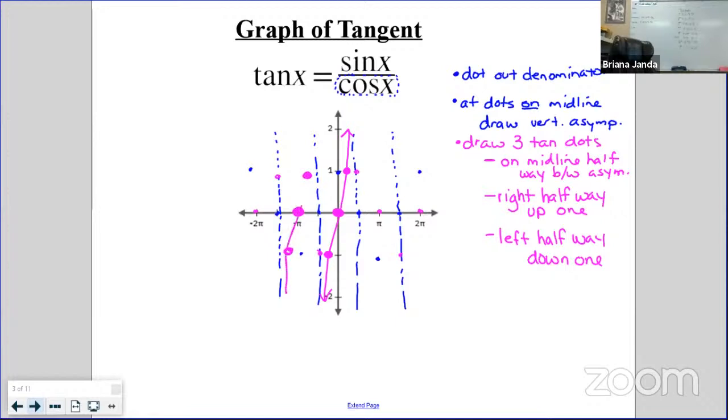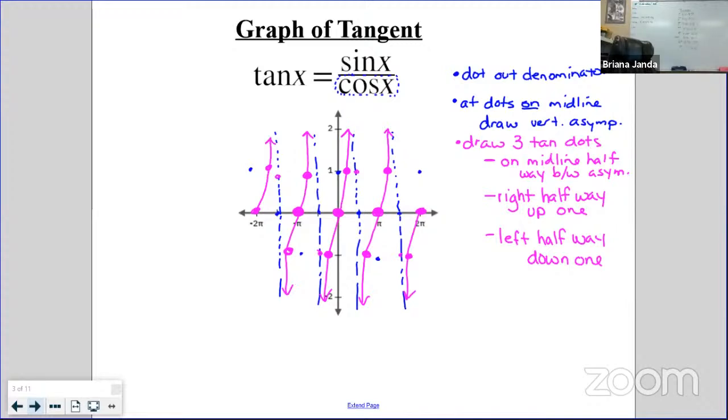Tangent is the one that will increase between my asymptotes. And over here, exactly halfway between my asymptotes on the midline, right halfway up 1, left halfway down 1, so that tangent is increasing as I move from left to right between my asymptotes. You are welcome to fill in on the outside as well. You do not have to. This one would just be like the left half of that tangent. This one would be like the right half of the tangent curve, or you can draw a full curve, I don't care, or nothing, as long as you fill in between the asymptotes.